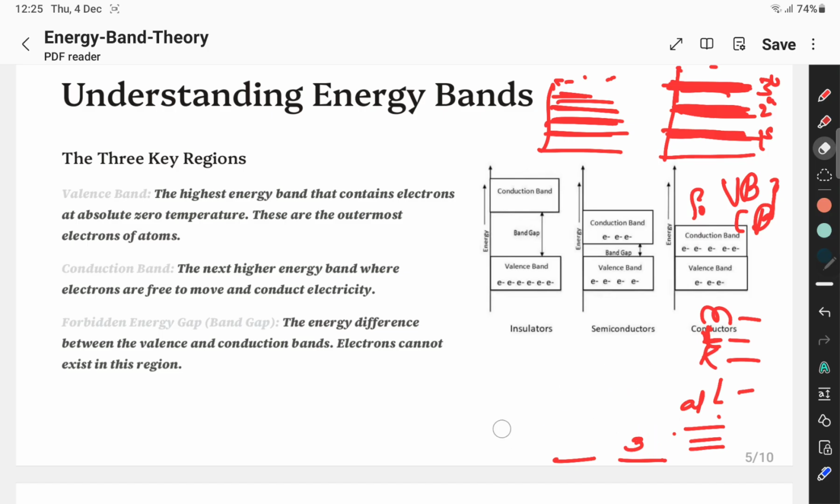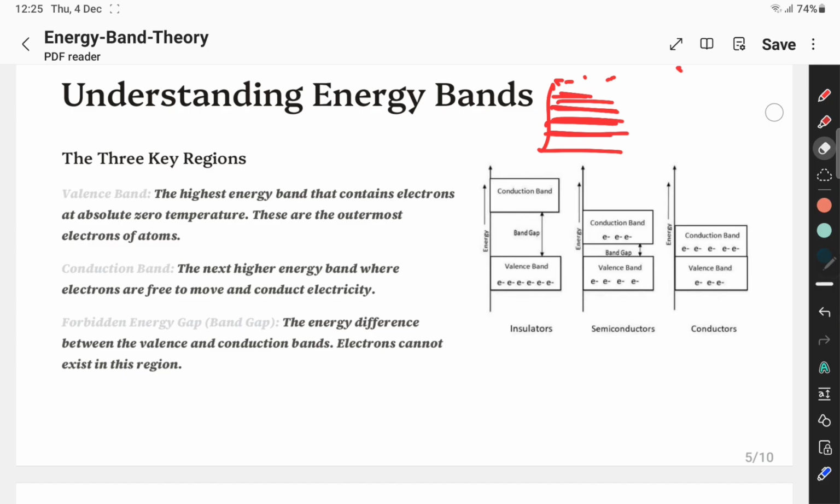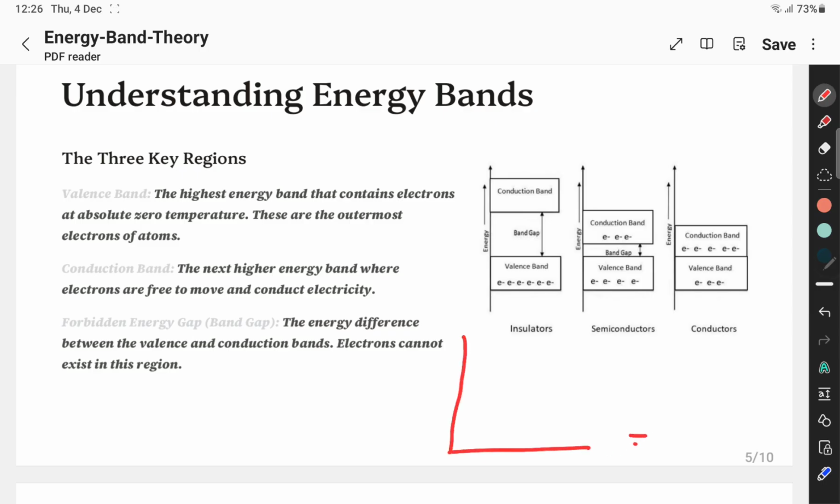We'll take the example of silicon only so that you will understand it easily. First, let me draw the energy band diagram. So this is the energy band diagram.